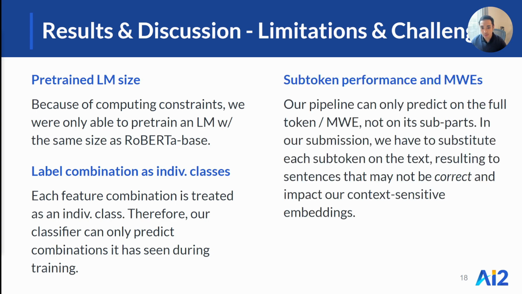Finally, the subtoken performance on multiword expressions is quite subpar, as we've seen in Coptic. Our pipeline can only predict the annotation for the full token, or the MWE, so whenever we pass the subtoken, the output would not be correct. This can be solved with proper alignment, and that should be very straightforward.